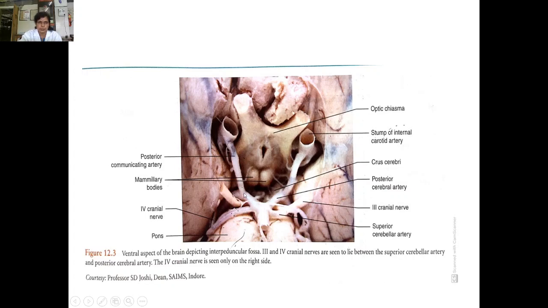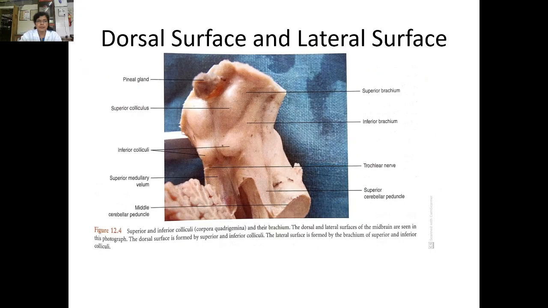In between these two arteries, that is the posterior cerebral artery and the superior cerebellar artery, two cranial nerves, the third cranial nerve and the fourth cranial nerve, emerge on the medial and lateral aspect of this crus cerebri respectively. So this is about the anterior or ventral surface of the midbrain. Then we will see the dorsal surface of the midbrain.